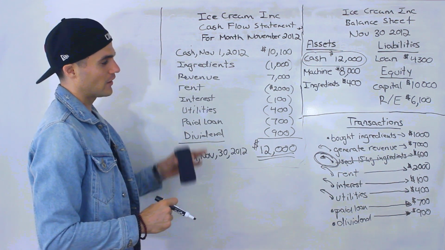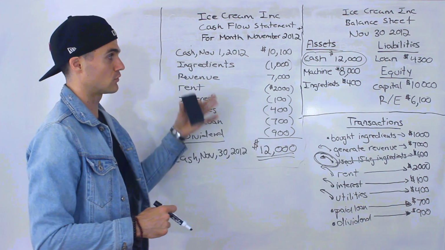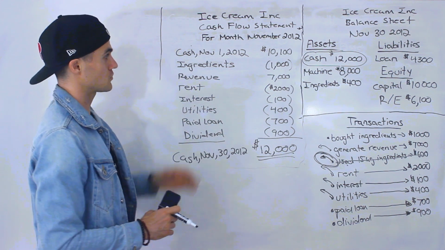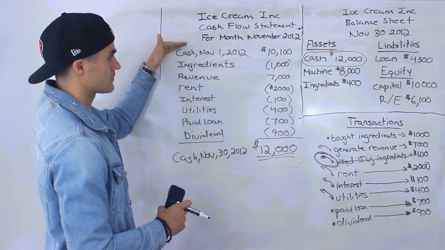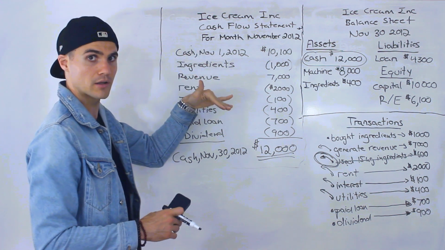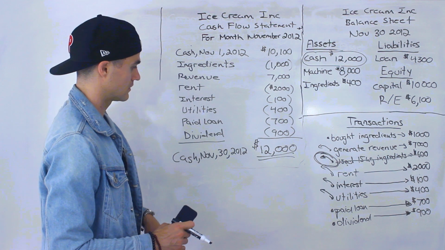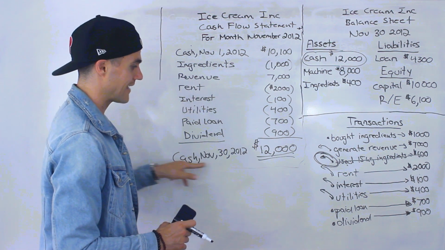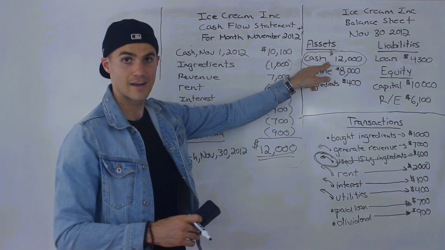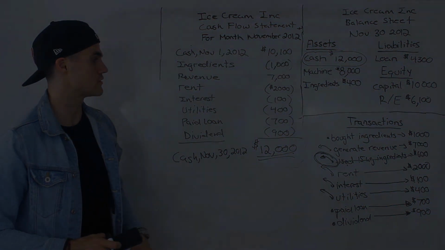Anyway, I wanted to just introduce a general format for the cash flow statement. So we're starting with that beginning cash at the beginning of the period on the balance sheet, November 1st, 2012, and then we're showing the changes, and then we get that ending cash amount at the end of the period for November 30th, 2012.